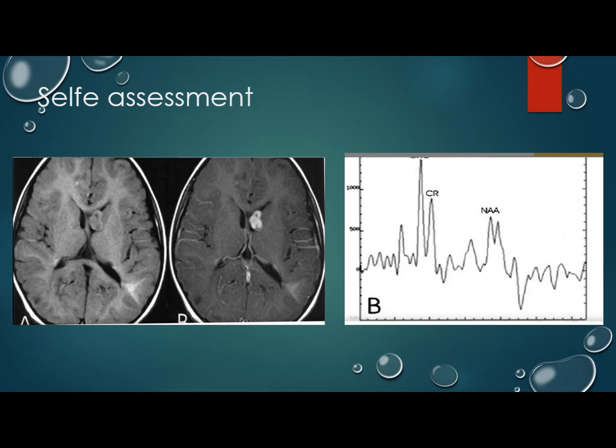What's this sequence? Is this T1 or T2? T1. This is a FLAIR. Exactly. This is T1 with contrast. And what's going on here? What's this called? This is spectroscopy. This is a FLAIR, not T1. This is T2 with suppression of CSF. This is T2, this is T1 with contrast. Okay? So it is enhancing.